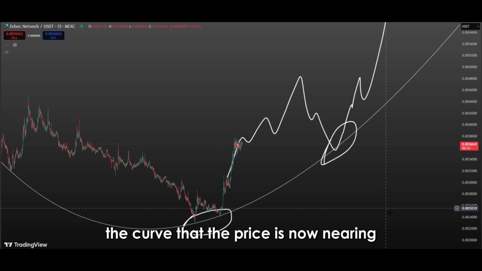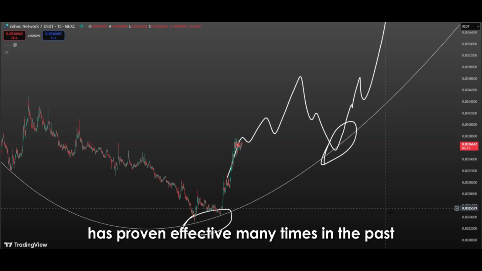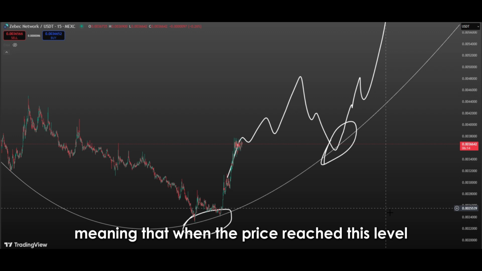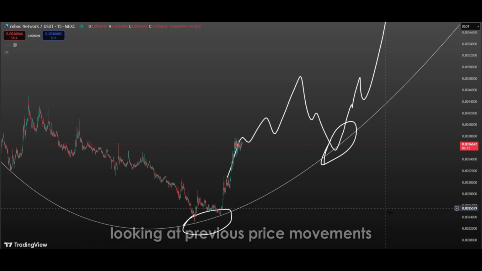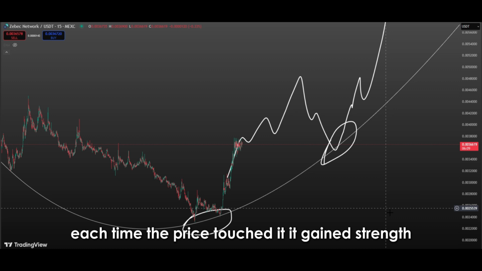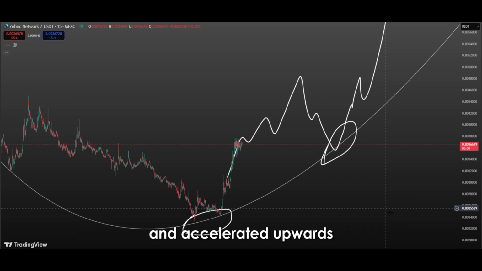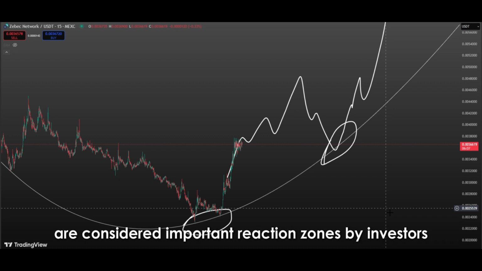The curve that the price is now nearing has proven effective many times in the past, meaning that when the price reached this level, it reacted upward and initiated significant rallies. Looking at previous price movements, we can observe that this rising curve has repeatedly acted as support. Each time the price touched it, it gained strength and accelerated upwards. Structures like this are considered important reaction zones by investors.